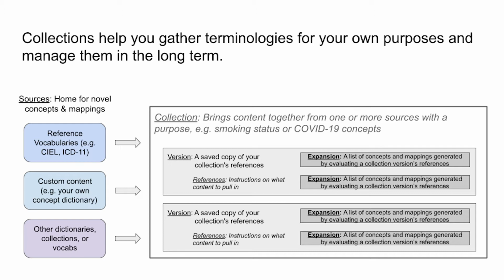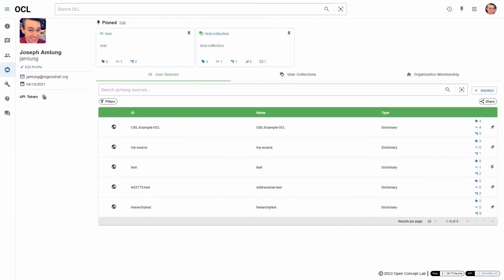Now, let's go ahead into the OCL TermBrowser and do one final run through of all the stuff we've talked about today. Here we are on my profile in Open Concept Lab. It starts us on the Sources tab, and we can see here that I've created a source that's going to help us later, so keep it in mind. We've got some custom concepts and our own custom mappings in here.